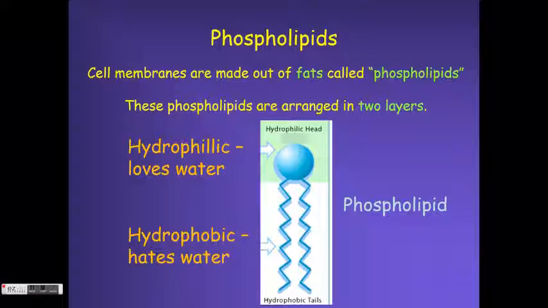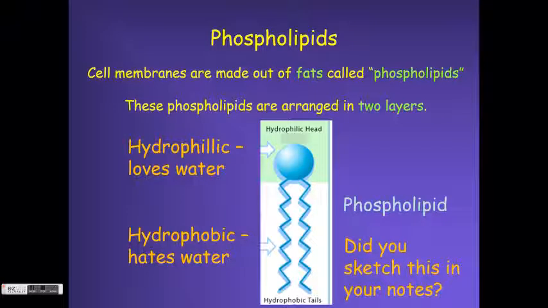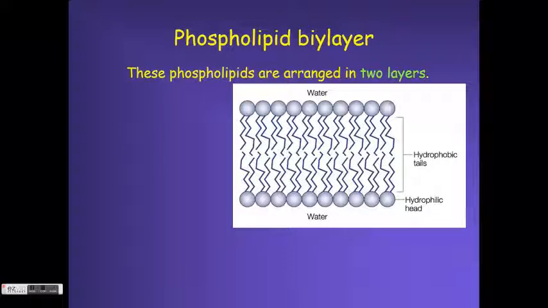Now, this is just one phospholipid, but to make a cell membrane, we have two layers of these phospholipids arranged so that they are pointing away from each other in two layers. So here in this diagram, we have water up top and water down below. This might be the outside of the cell and maybe the inside of the cell.